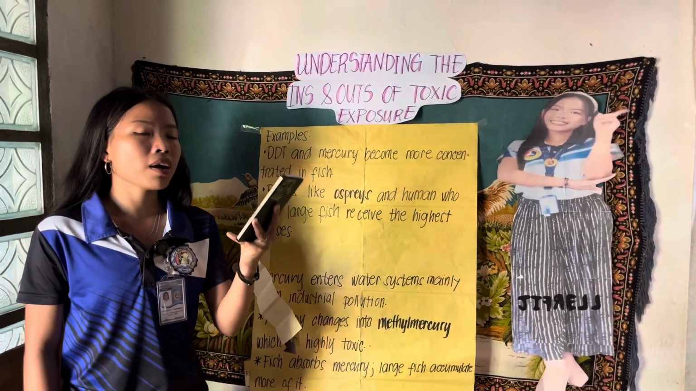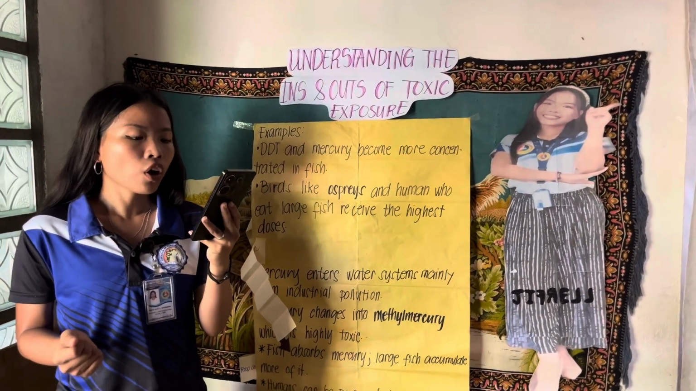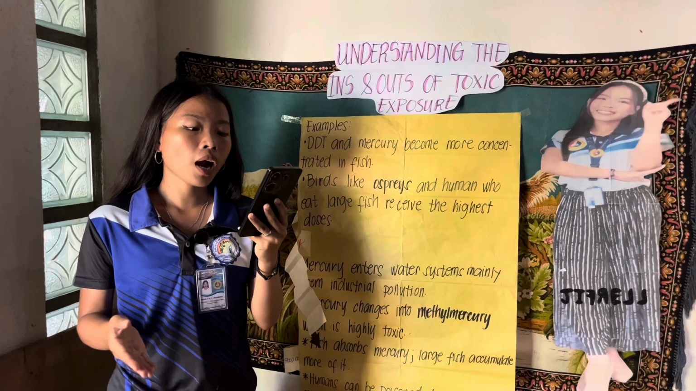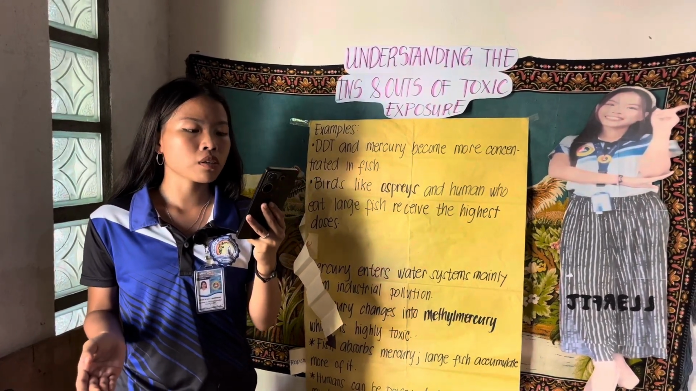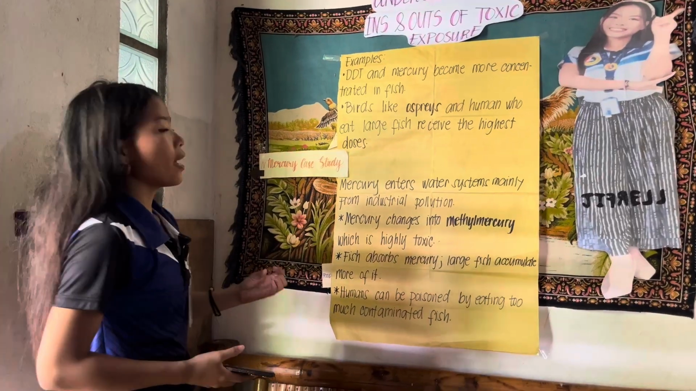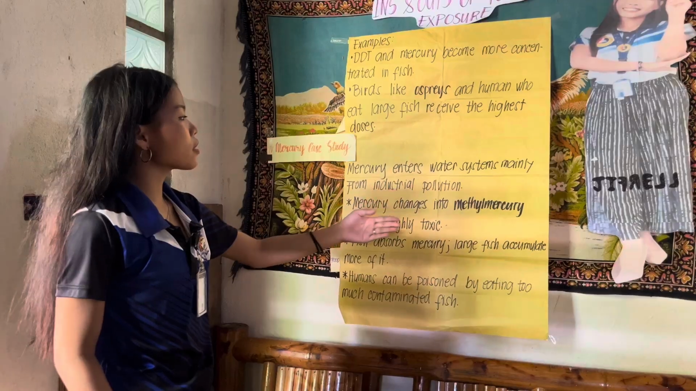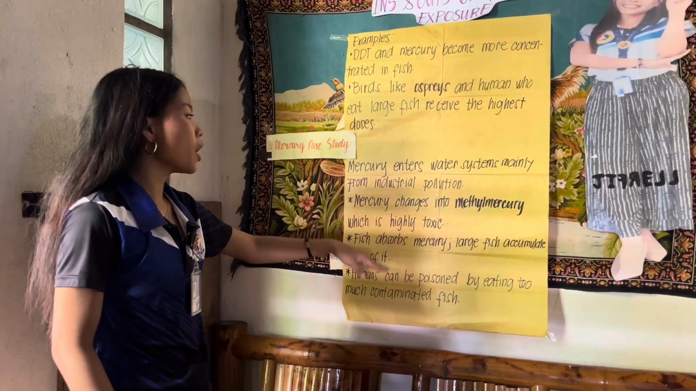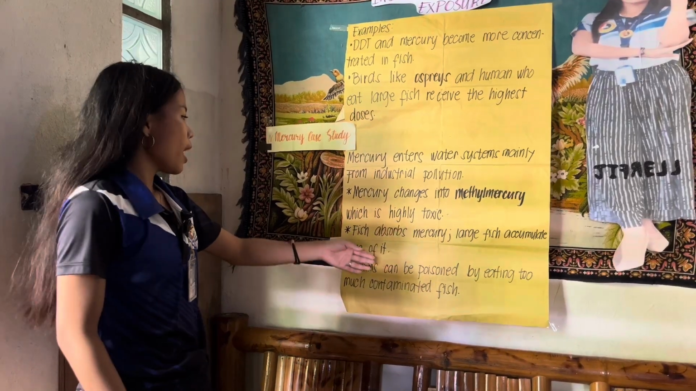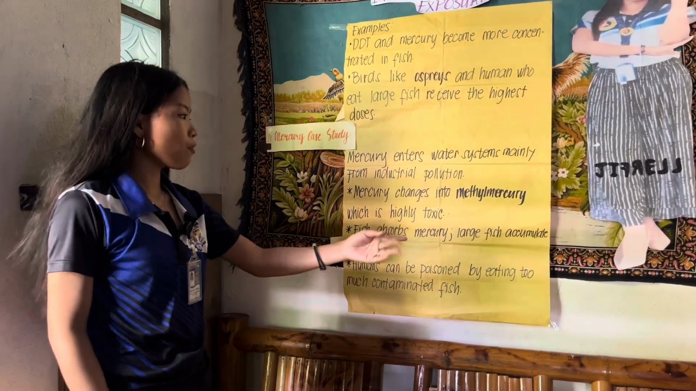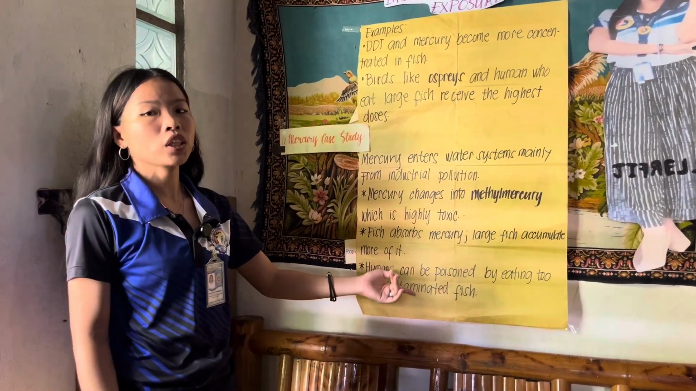Why is biomagnification dangerous? Top predators receive toxic levels, it causes health problems in humans, harms wildlife and ecosystems, and effects may be long-term and irreversible. Next is the mercury case study. Mercury enters water systems mainly from industrial pollution. Mercury changes into methyl mercury, which is highly toxic, and fish absorb mercury. Large fish accumulate more of it, and humans can be poisoned by eating too much contaminated fish.